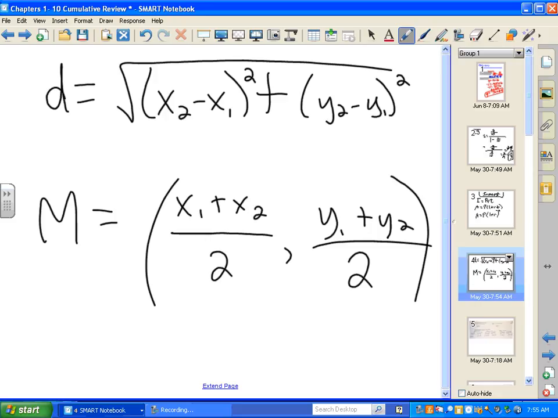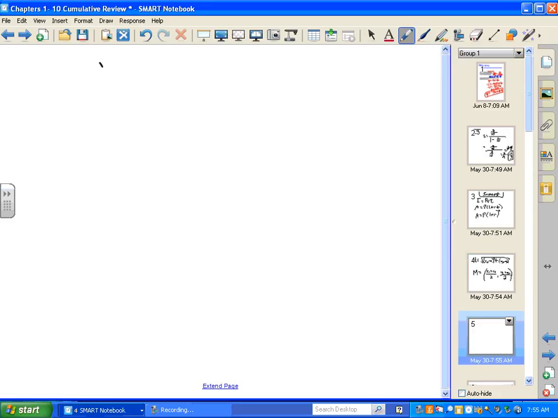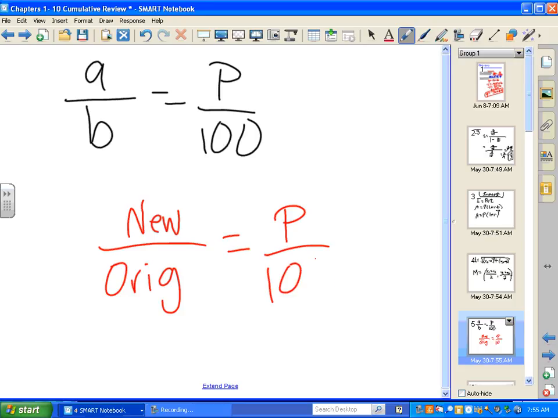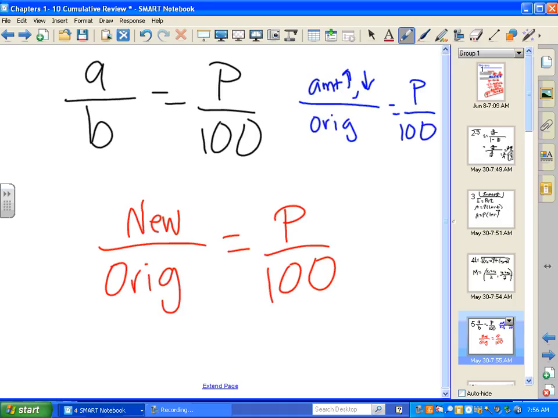Okay, well, it depends on how it's worded, Camille, but I'll give you the basic thing. So first, let me start here. It's always part over whole equals percent over 100, always. So part over whole equals percent over 100. And then the ones that you're talking about, it's always the new amount over the original equals P over 100. So there's another one. New over original equals P over 100. And then the one we did on the warm-up is amount increased or decreased over original equals P over 100.